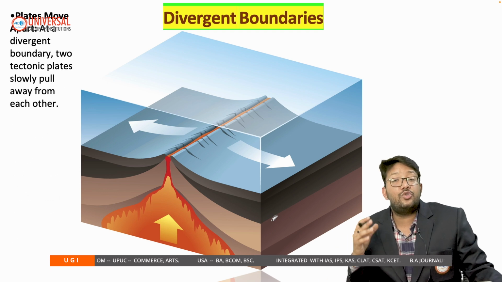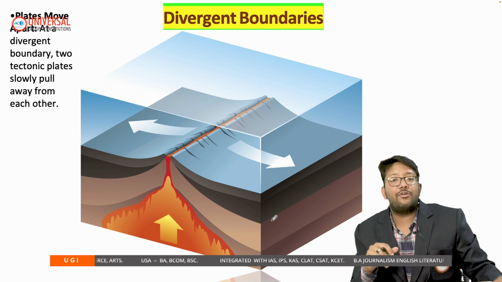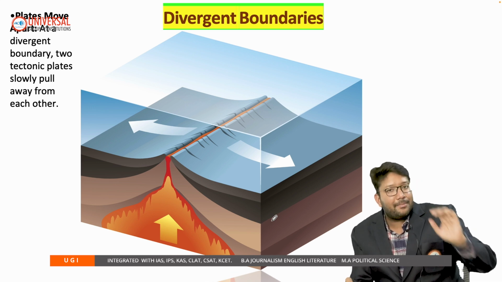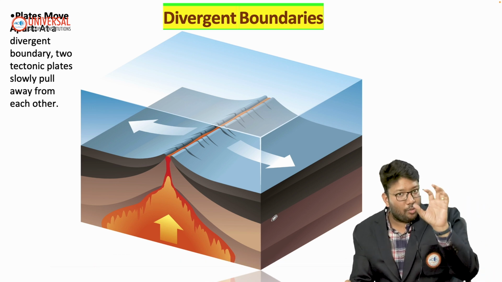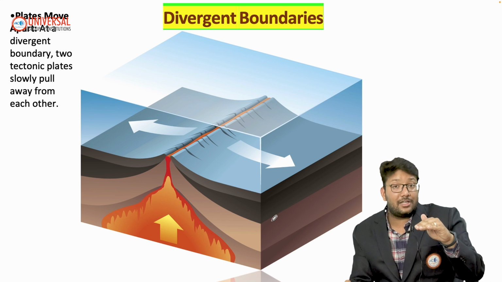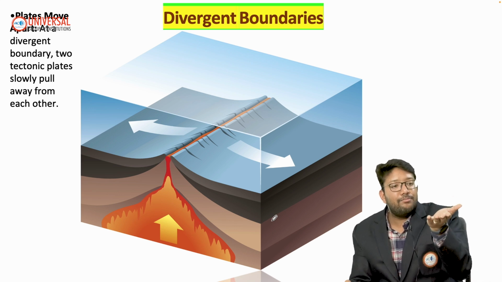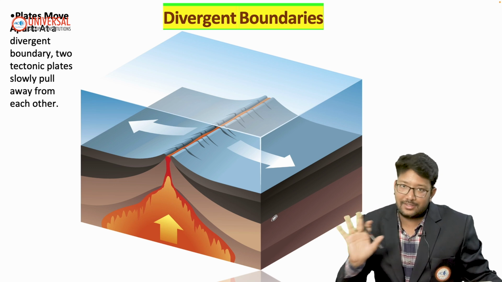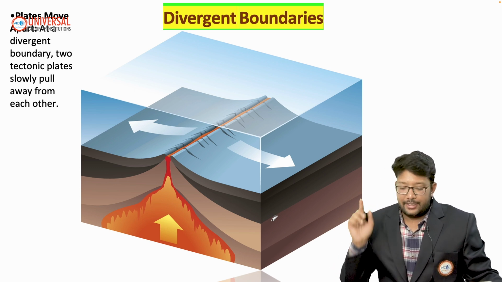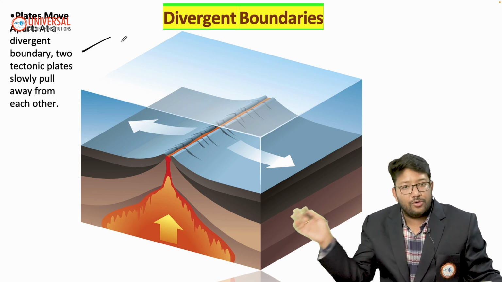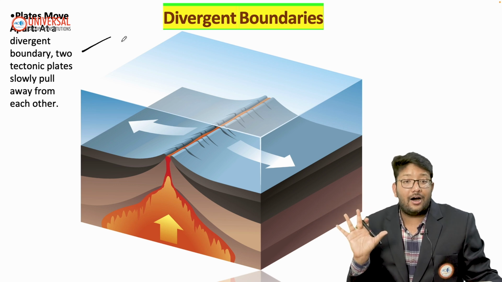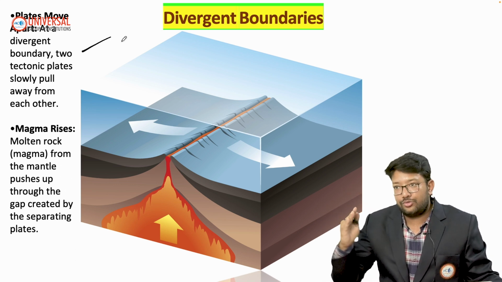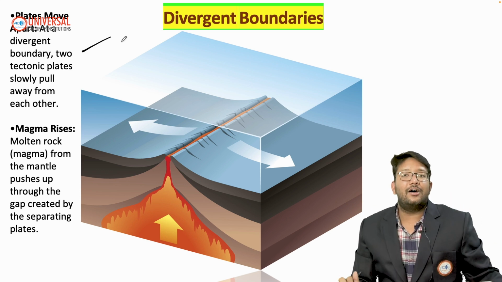Whenever two plates are moving apart from each other, the magma is ready to come out. And do you know the difference between magma and lava? The molten rock inside the earth is magma. The moment it comes out due to volcanic eruptions, it is called lava. This is the simple, clear difference. At a divergent boundary, two tectonic plates are slowly pulling away from each other, and magma comes out through the gaps created by the plate boundary.